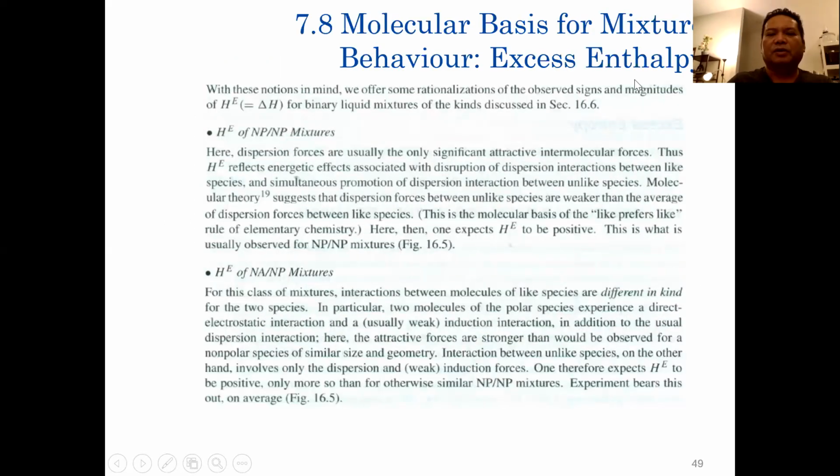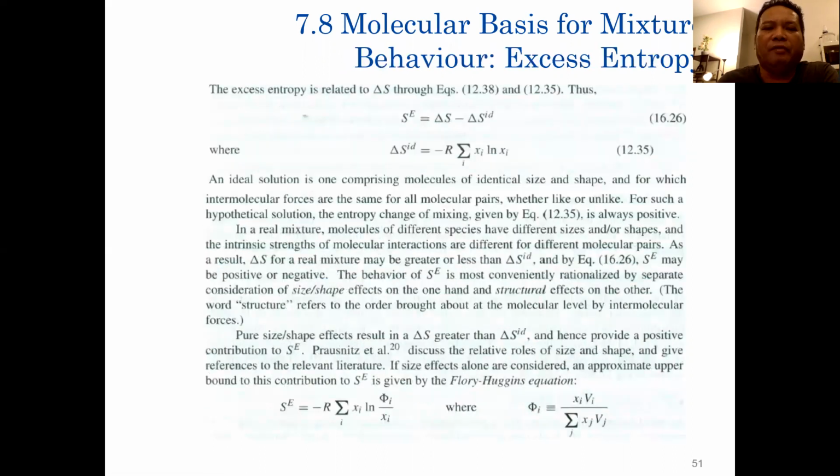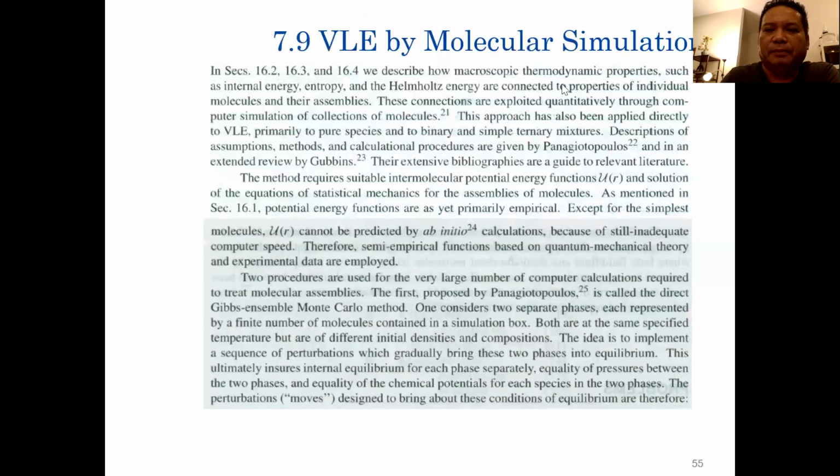So this is the behavior of the excess enthalpy. You can look at it for the NP mixture and read it. This is the explanation for what we see from the previous figures. For the ASP and NA mixtures, you can read it too. This is also the behavior of the excess entropy, how they behave. There is a list for each, and the definition and explanation are here. So take your time and do your readings.